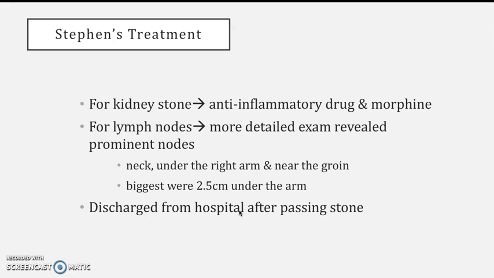For the kidney stone, the doctor put him on an anti-inflammatory drug and morphine for the pain. But for the lymph nodes, he went through a more detailed exam, which revealed that he had nodes in his neck, under the right arm, and near the groin. The biggest were 2.5 centimeters, which were located under his arm. But the lymph nodes weren't what was causing the severe pain he was in, it was the kidney stone. So after he passed the kidney stone, he was discharged from the hospital.